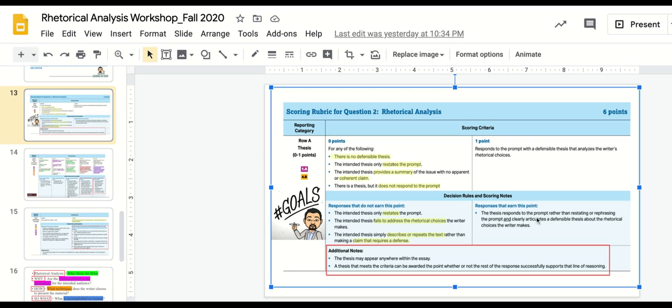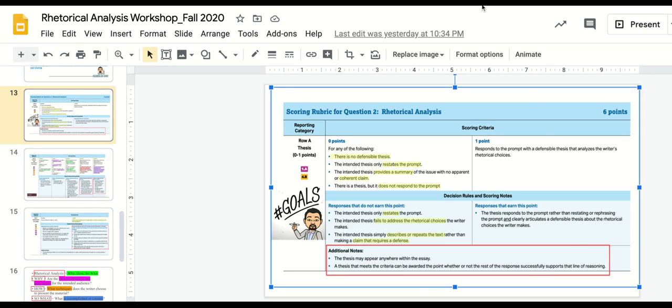The thesis responds to the prompt. This is how you get the point. It responds to the prompt rather than restating or rephrasing the prompt and clearly articulates a defensible thesis about the rhetorical choices. Okay? So the thesis can appear anywhere within the essay. A thesis that meets the criteria can be awarded the point whether or not the rest of the response successfully supports the line of reasoning.